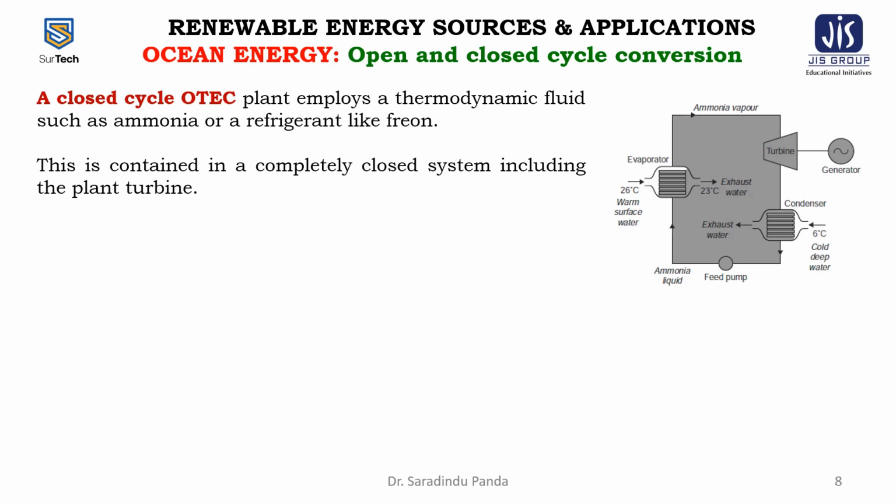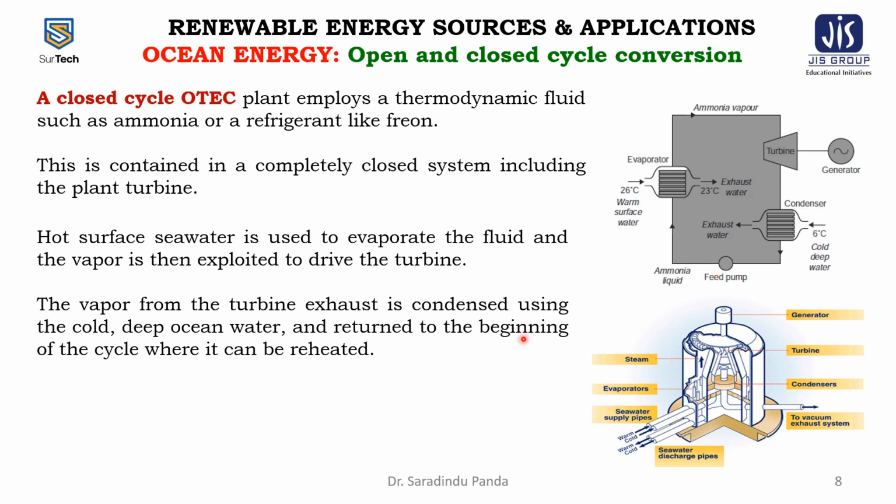A closed cycle OTEC plant employs a thermodynamic fluid such as ammonia or a refrigerant like freon. This is contained in a completely closed system including the plant turbine. The figure shows the closed cycle OTEC plant. Hot surface seawater is used to evaporate the fluid in the evaporator, and the vapor is then exploited to drive the turbine. This is the turbine. The vapor from the turbine exhaust is condensed by the condenser using the cold deep ocean water and returned to the beginning of the cycle, where it can be reheated by the evaporator.